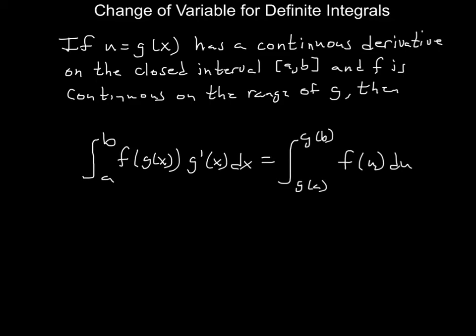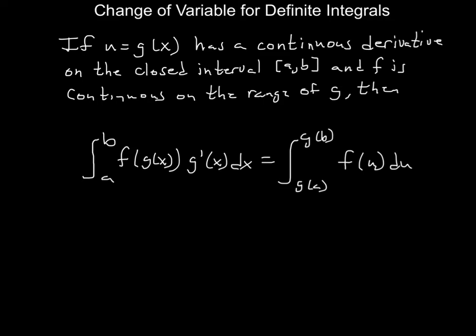So what you have here is we got to change a variable. We're going to let u equal g of x and it has a continuous derivative on the closed interval from a to b, and f is continuous on the range of g, then the integral from a to b of f of g of x times g prime of x dx is going to be, when I change the variable, I'm going to let u equal g of x, du is going to be g prime of x dx. It's going to be equal to the integral from g of a to g of b of f of u du.